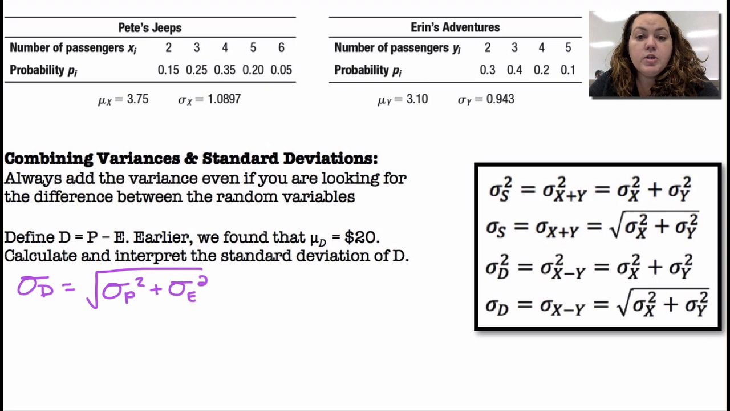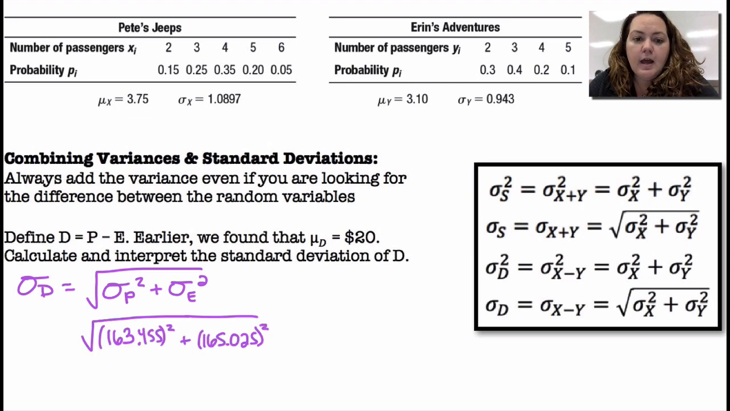I'm going to square the standard deviations to convert them into variances. Then I'm going to add them together, and then take the square root to change them back into standard deviations. Remember that variance and standard deviation are linked. Variance is just your standard deviation squared, and your standard deviation is just the square root of your variance. I am going to plug in the values I had already found when I multiplied the standard deviations by 150 and 175. So I'm going to square them, add them, and take the square root.